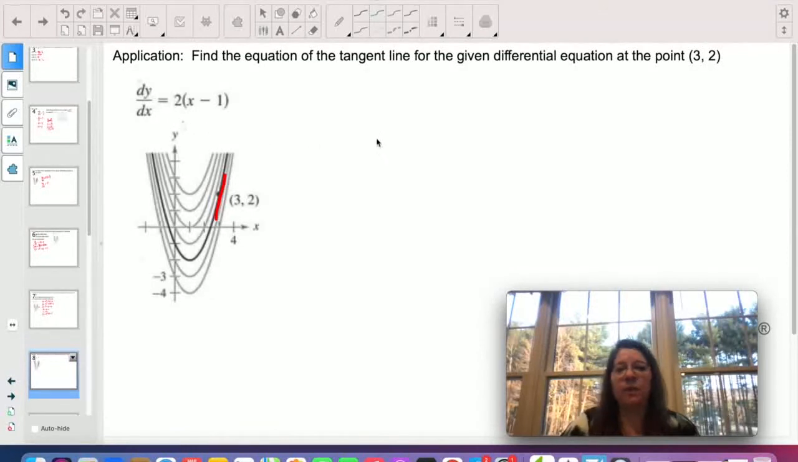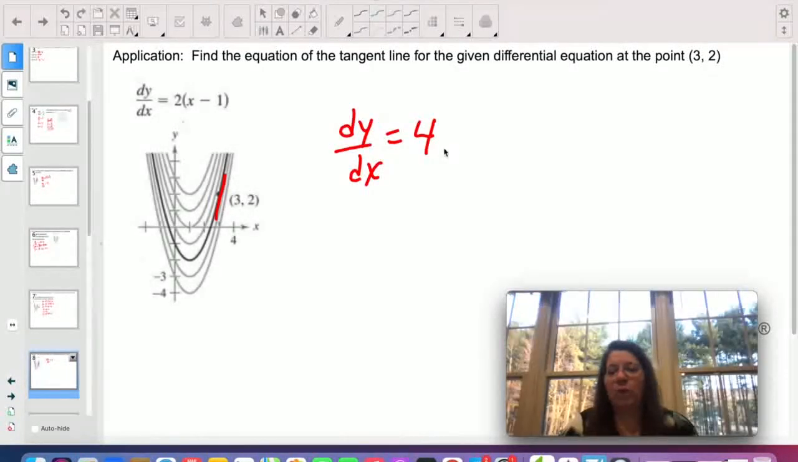And I believe, didn't we find that already? Wasn't dy over dx at that particular point 4? So if that's the slope at the point 3, 2, and we have the point 3, 2 and the slope that we need, all we need to do now is put that in point slope form. So the equation of the tangent line at 3, 2 is y minus 2 equals 4 times x minus 3.